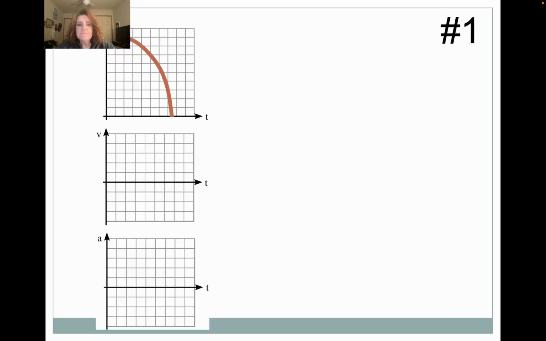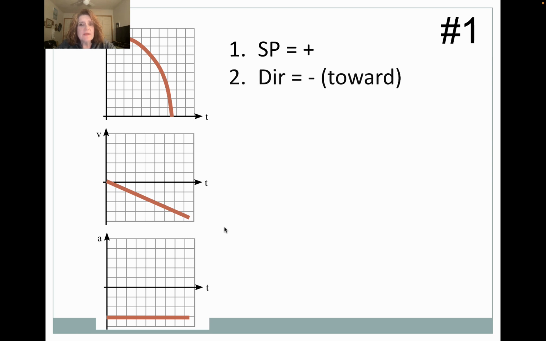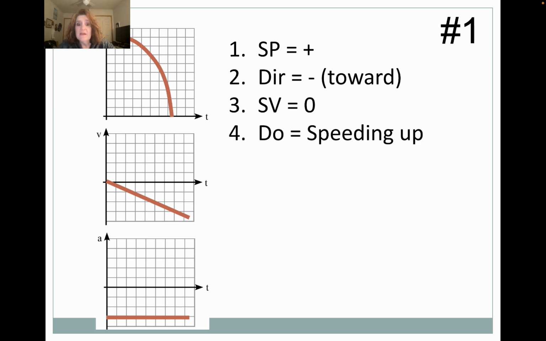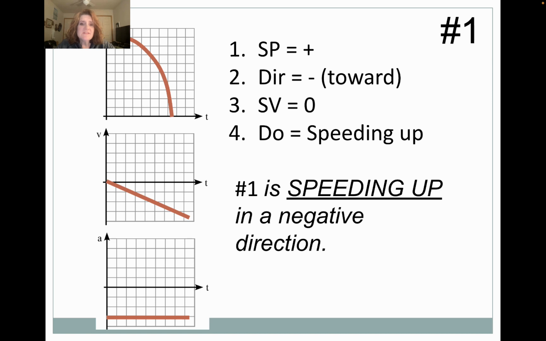So let's look at example 1. In this problem, if you look at the slope of the line at the top, it would be 0, and the slope at the line at the end would be negative. So we could draw a VT graph going from 0 to negative. Then the slope of that line is negative, so its AT graph would be negative, just like it was if it was flat. So looking at the overall description, the starting position was positive, it's going in a negative direction. Its starting velocity was 0, so it is speeding up. So the ultimate description is this object is speeding up in a negative direction.